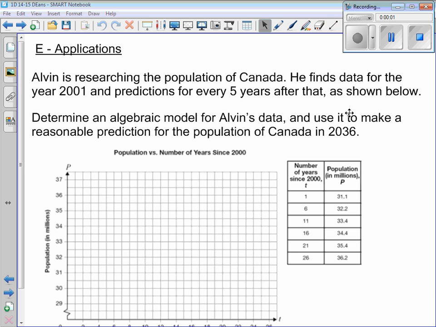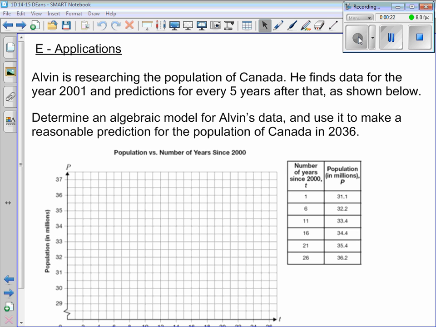Okay, this question is still from Unit 1415. We're looking at Box E here, applications, and I kind of like this question because it puts together a lot of concepts that we've looked at in Unit 1415, in Unit 1213, reaching all the way back to Unit 910. Okay. So here's the question.